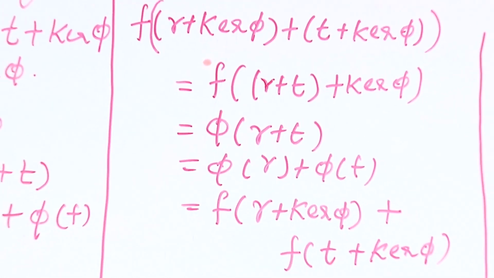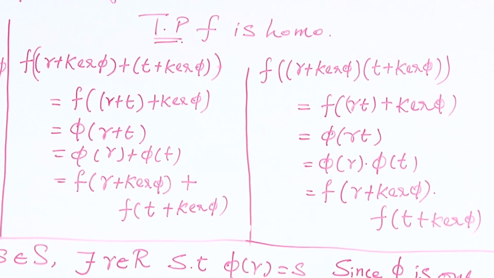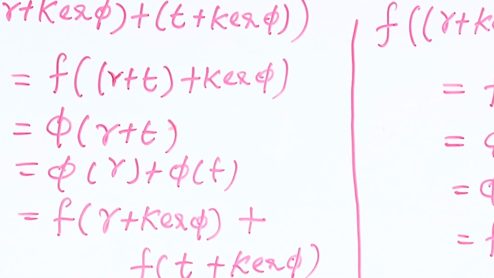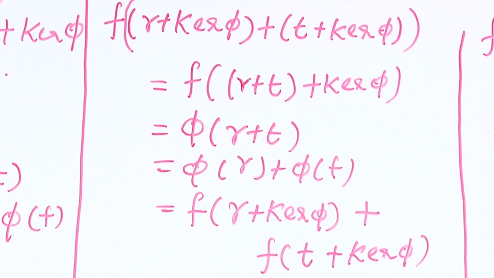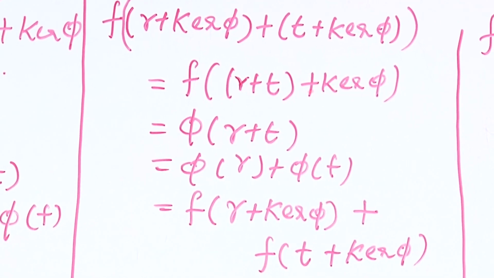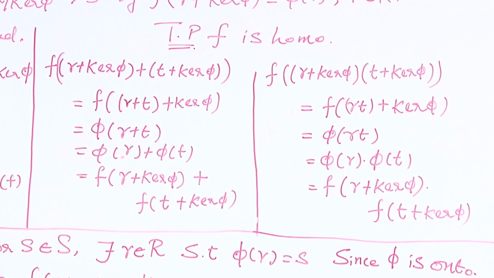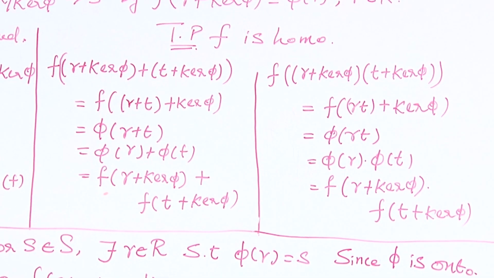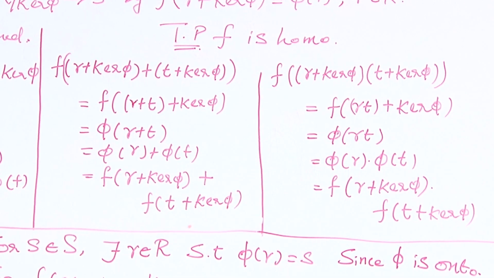First, we prove the first condition. f of r plus kernel of phi plus t plus kernel of phi equal to f of r plus t plus kernel of phi. Since f of r plus kernel of phi equal to phi of r, by applying this, we get f of r plus t plus kernel of phi is the same as phi of r plus t. That is equal to phi of r plus phi of t. That is equal to f of r plus kernel of phi plus f of t plus kernel of phi.